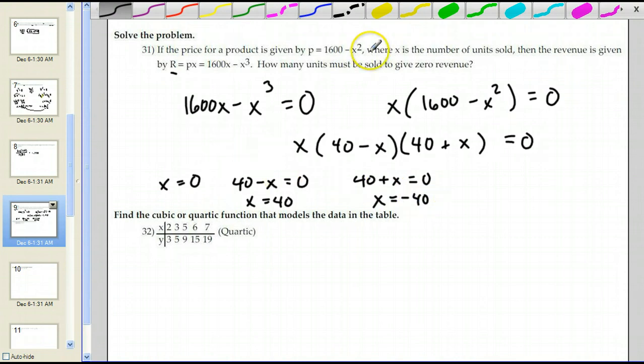Alright, now these are our potential solutions. x equal to 0, x equal to 40, x equal to negative 40. But what does x represent? x is the number of units sold. Alright, we can't sell negative 40 units. So how many units must be sold to give 0 revenue? Well, obviously if we don't sell anything at all, we'll have 0 revenue, or 40. So 0 or 40 units.